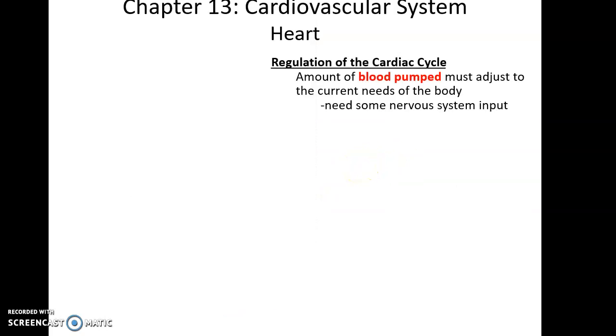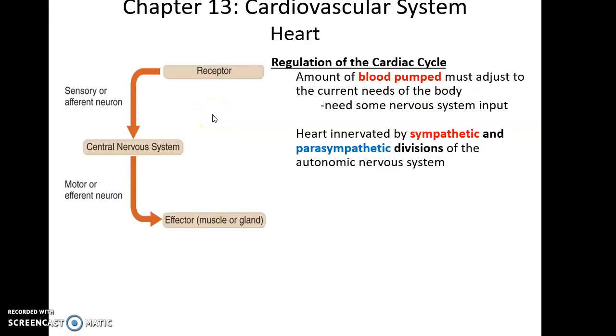All right, regulation of the cardiac cycle. Again, while the heart causes the beating all on its own, our brain is able to regulate the speed and power of those heartbeats. So this can affect the amount of blood pumped through the heart to make sure that the amount of blood being pumped meets the needs of the body.